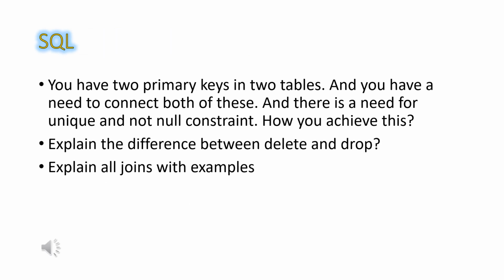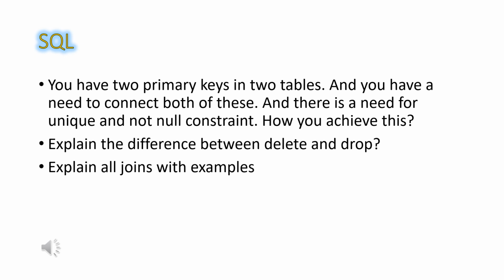SQL questions. You have two primary keys in two tables and you need to connect both of these, and there is a need for unique and not null constraints. How do you achieve this? So they are asking about primary key and foreign key relationships, how you do this in two tables. And when it comes to a primary key, it should be unique and not null, right? So how you make this in the DB, you need to explain here.